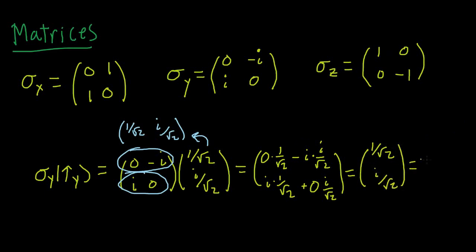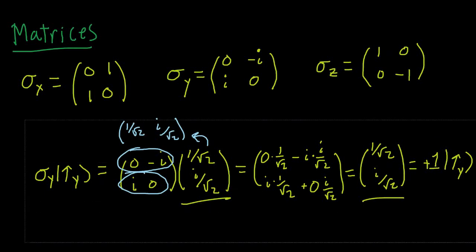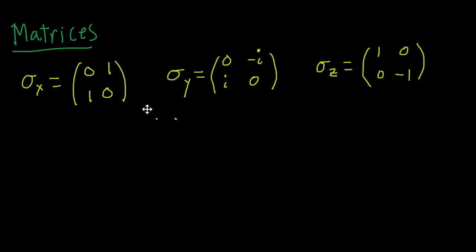And yeah, that is just equal to the spin up vector in the y component, right? This vector is just the same as this vector. Okay, so from here on out, you're going to have to do all the stamping in your head. But okay, let's see what happens when we act with sigma sub y on the spin down vector in the y direction.